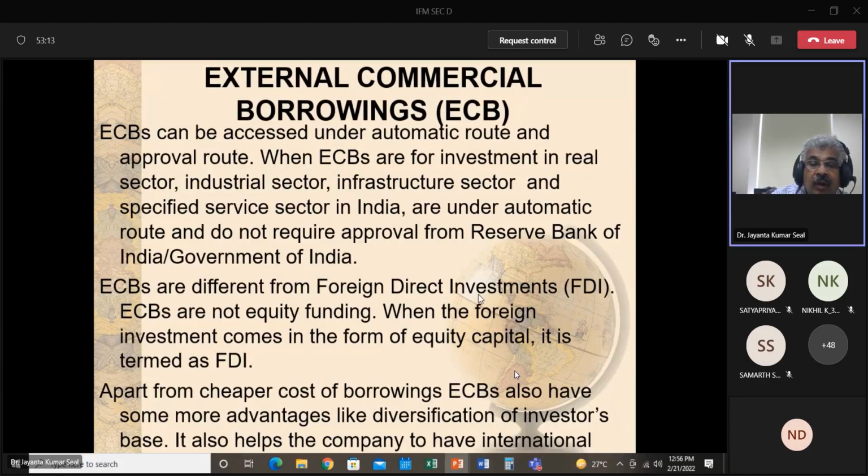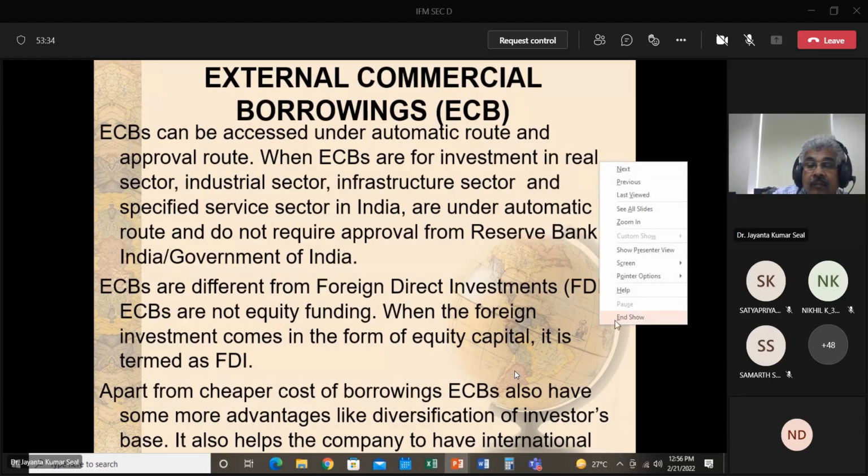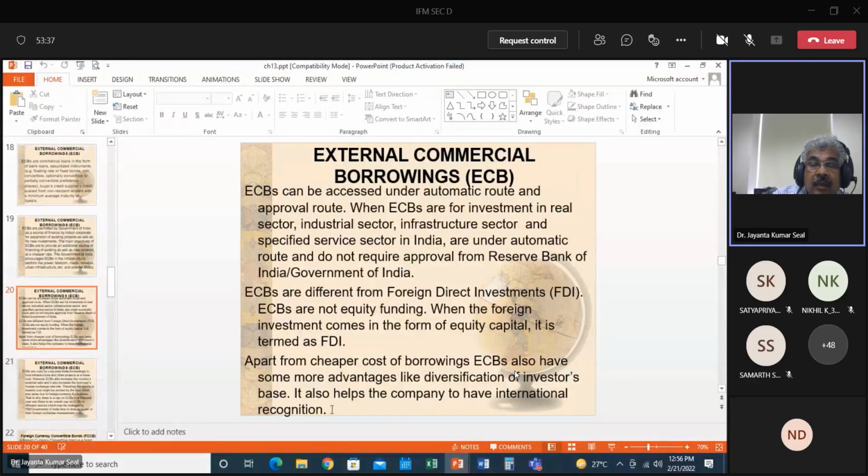ECBs are different from foreign direct investment. ECBs are not equity funding. When the foreign investment comes in the form of equity capital, it is termed FDI. Apart from the cheaper cost of borrowing, ECBs also have other advantages, like diversification of the investor base. It also helps the company gain international recognition. What do you mean by international recognition? When you borrow in the overseas market, foreign investors naturally come to know the name of your company. Any question?